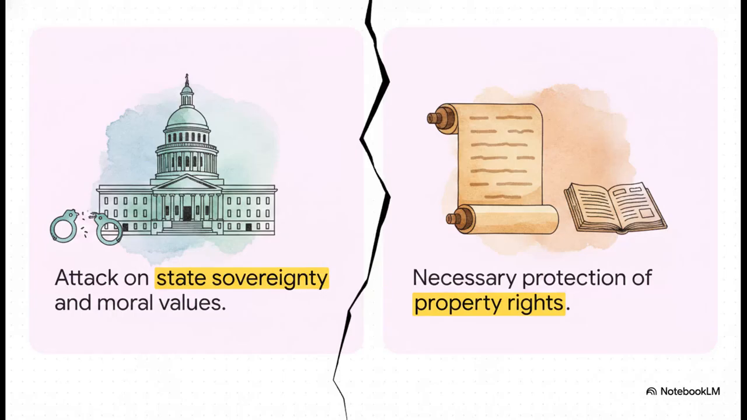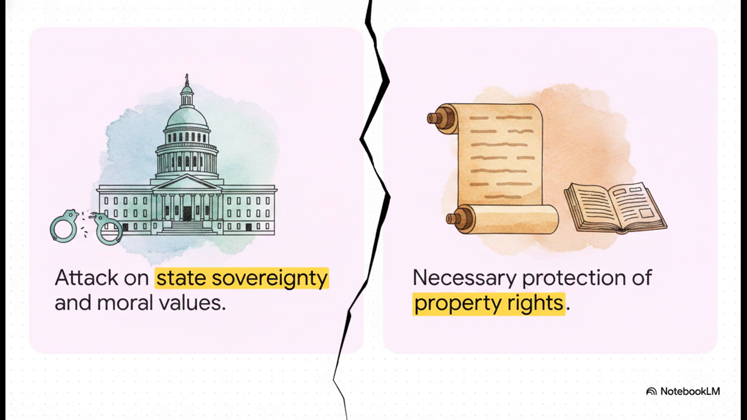As you can guess, these laws poured gasoline on the fire of sectionalism, that intense regional divide in the U.S. From the northern perspective, this felt like an aggressive attack on their state's sovereignty and their moral values. They deeply resented being turned into unpaid slave catchers for the South. But flipping to the southern perspective, these laws were seen as a totally necessary constitutional protection of their, quote-unquote, property rights. They argued that federal laws simply had to force the North to respect their economic system.